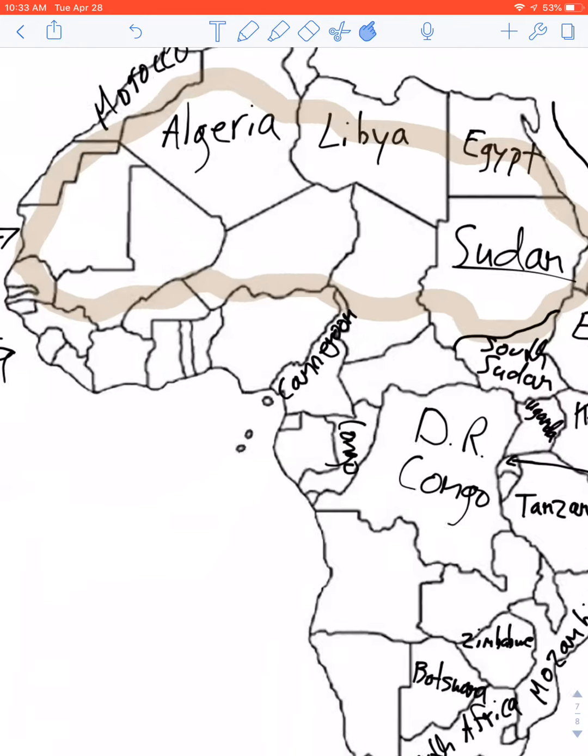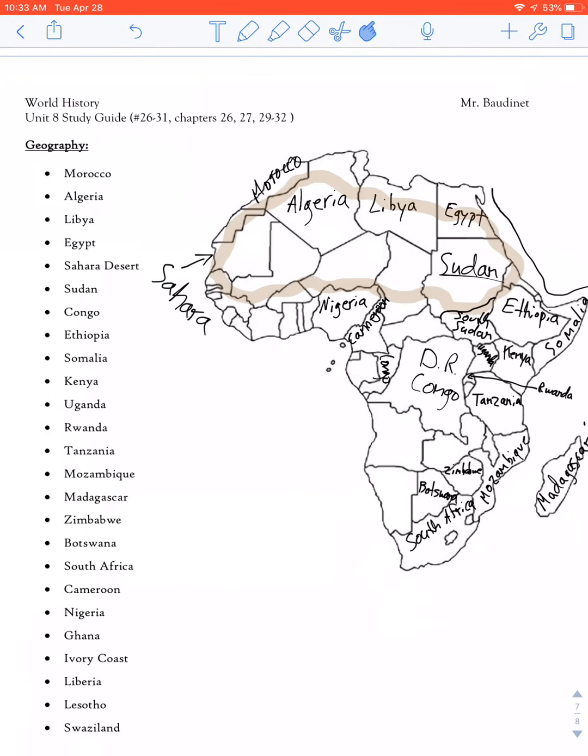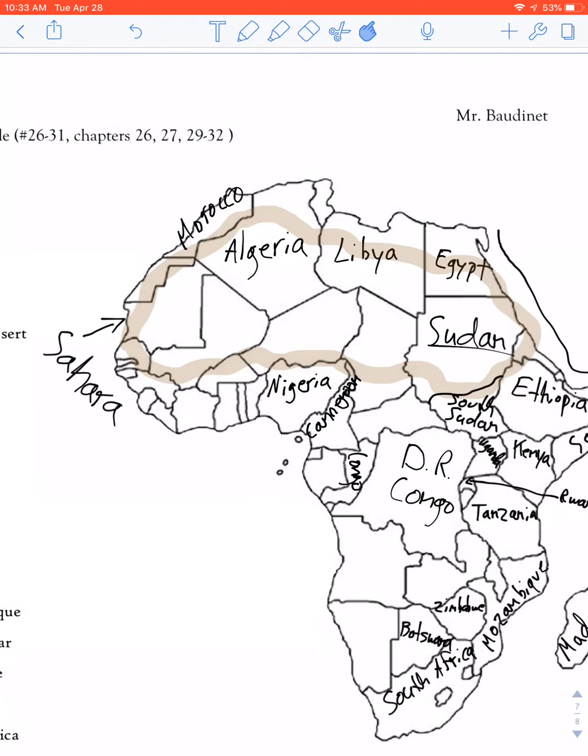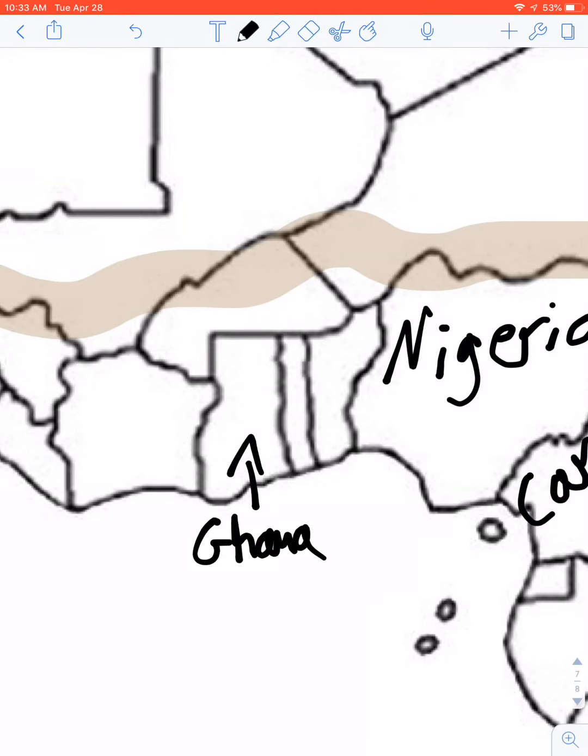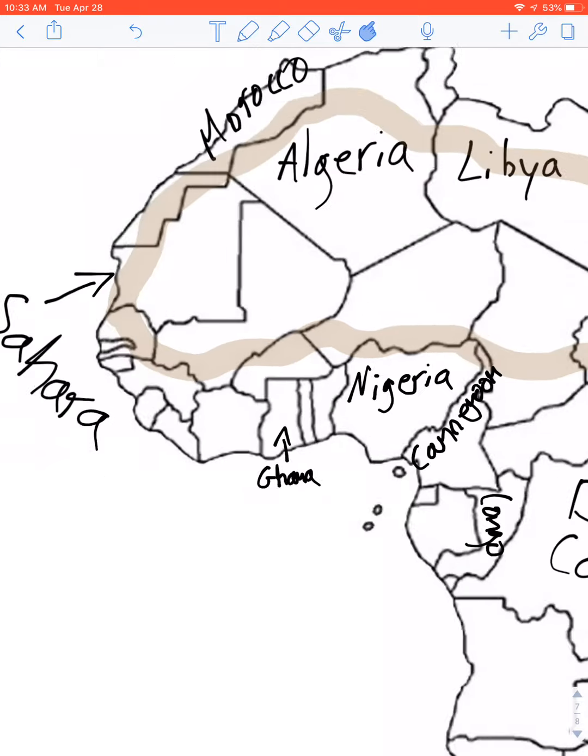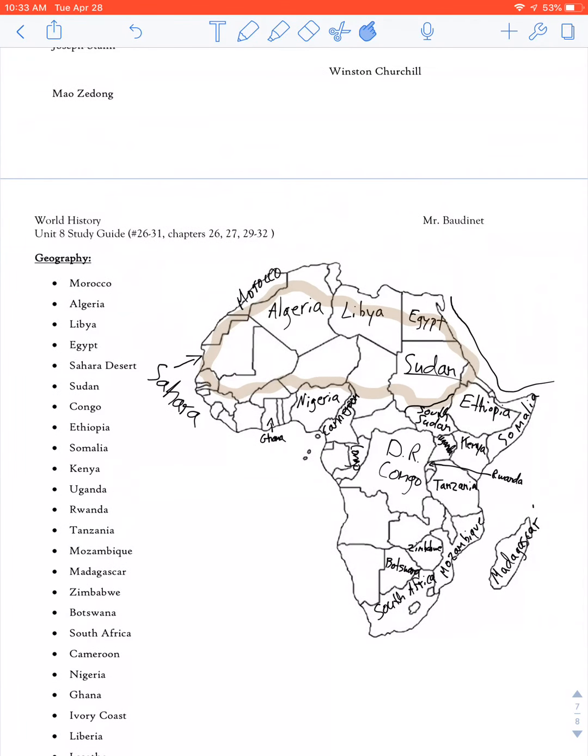After Cameroon, we have Nigeria, right in here. Nigeria. Then we have Ghana. I'm going to draw an arrow here. Ghana. Let's see, what's next? The Ivory Coast.